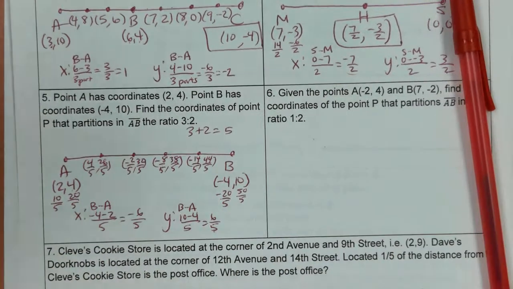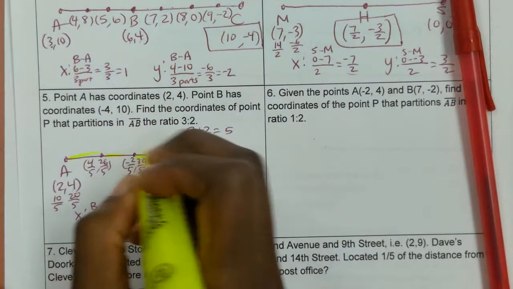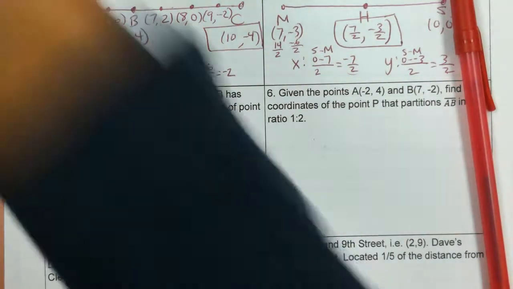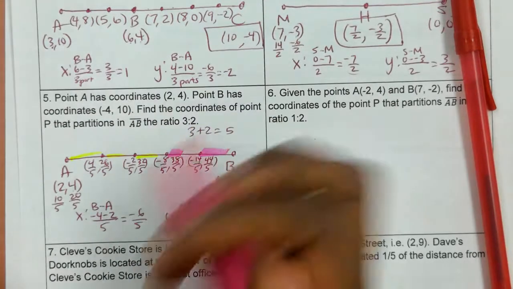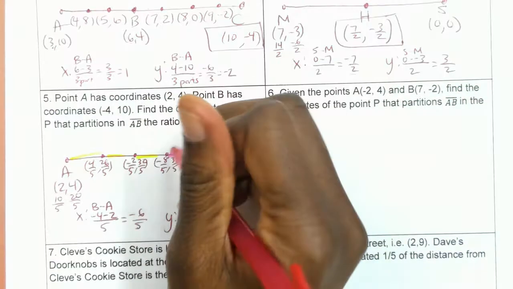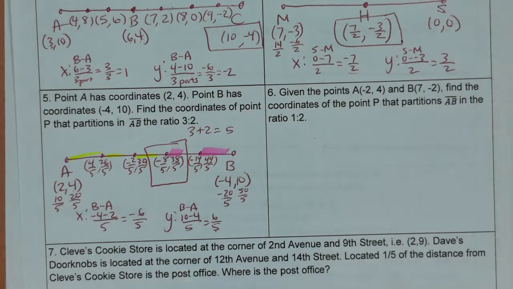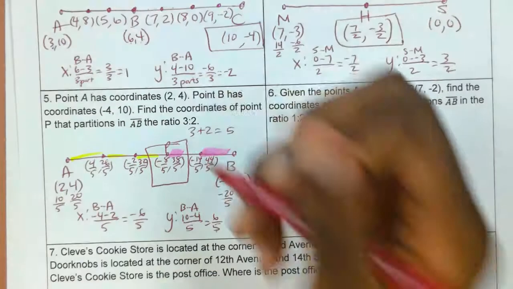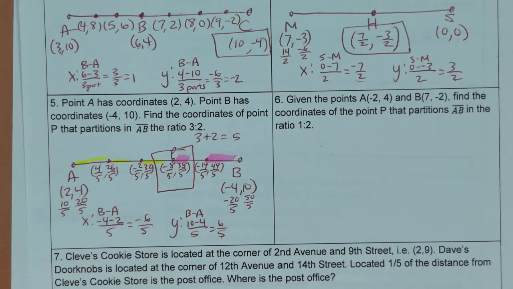Oh, I never highlighted. So I want 3 parts to 2 parts. So my answer is going to be this point, which is where the colors change. That's P. -8/5, 38.